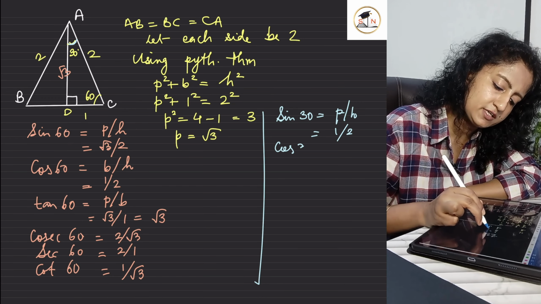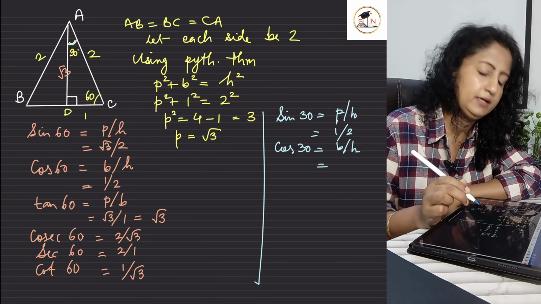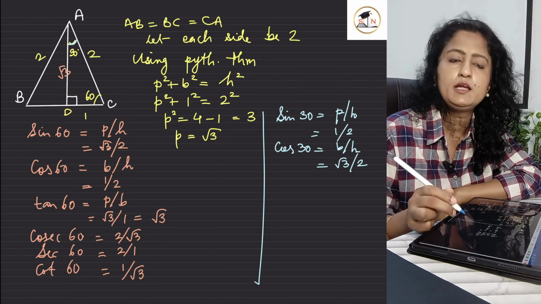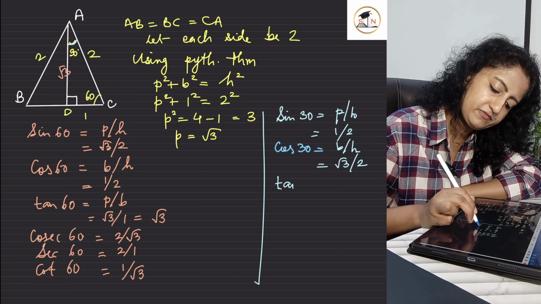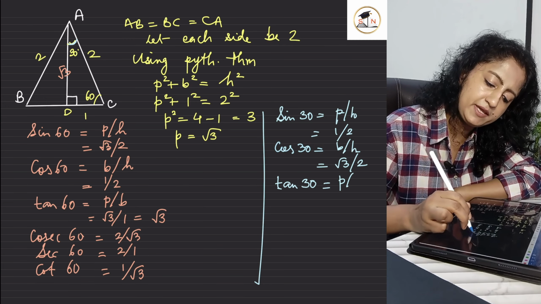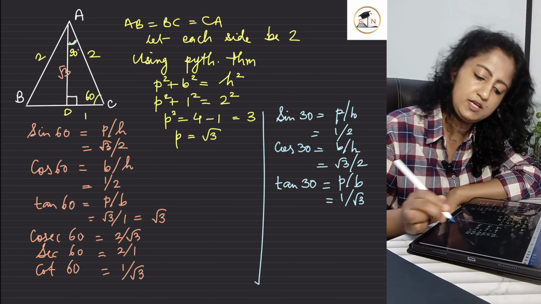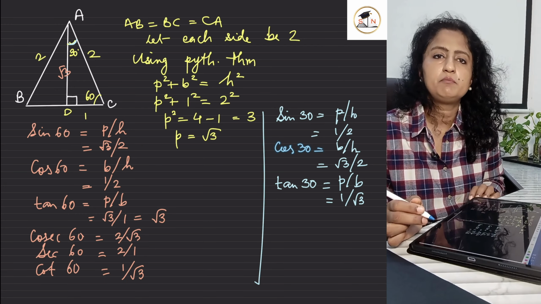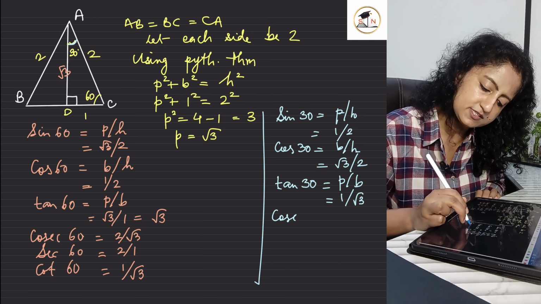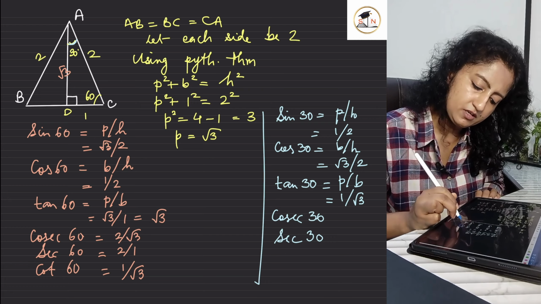Next, cos 30, B by H. Now what is the base according to 30? That is root 3. So it turns out to be root 3 by 2. Next, tan 30. Tan 30 is perpendicular over base. Perpendicular is 1, base is root 3, hence tan 30 is 1 by root 3. Now the remaining last three values, which are cosec 30, sec 30 and cot 30.